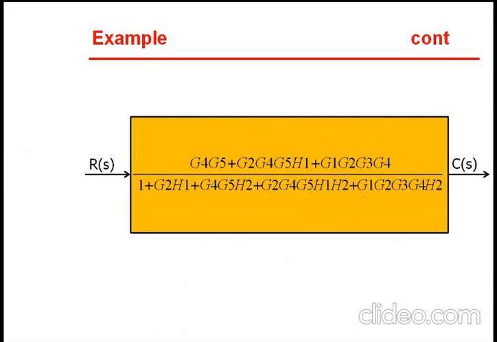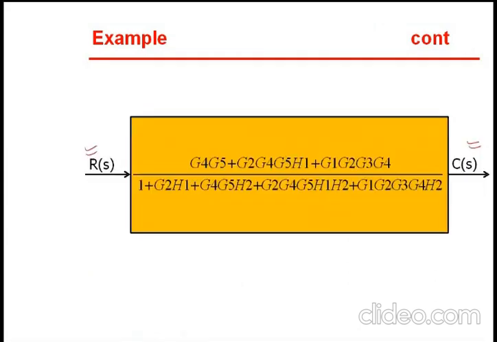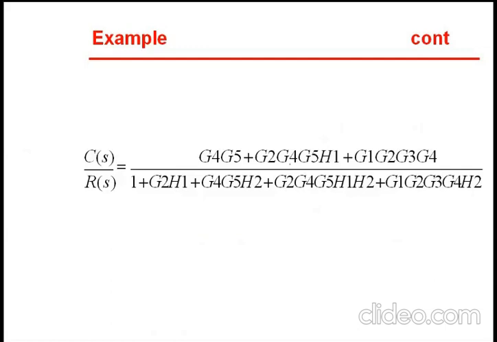So finally I can write the ratio here: the output is C of S and the input is R of S. So the ratio C of S by R of S is mathematically the block value G4 G5 plus this one. Here is the end of the first problem in this particular class. Let me continue the same thing.